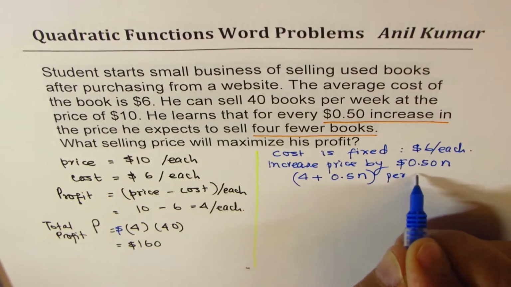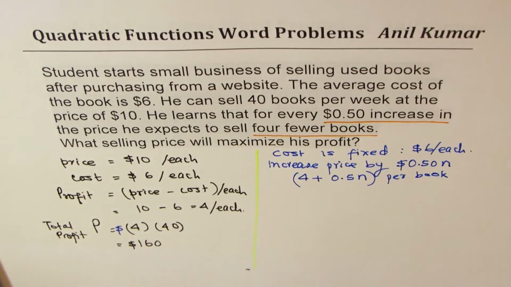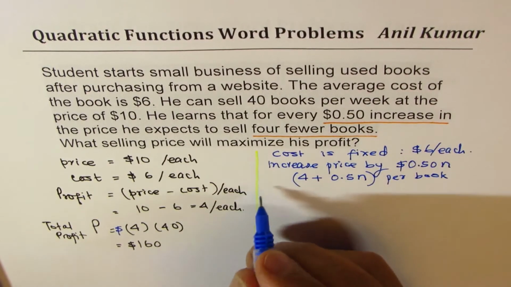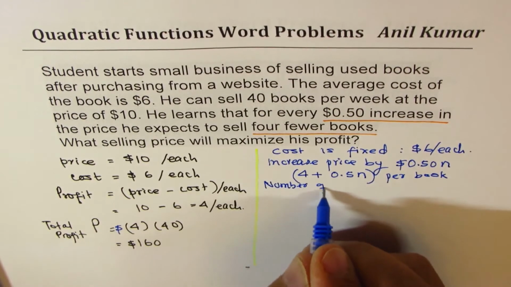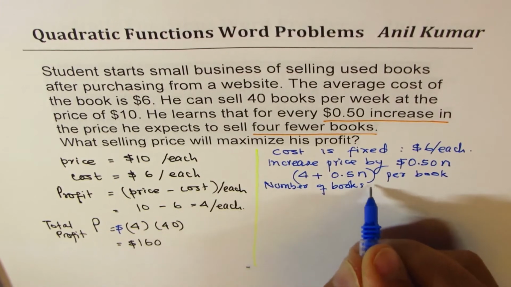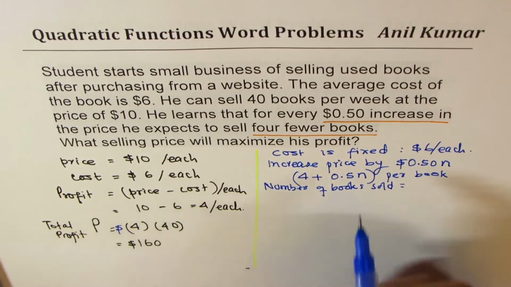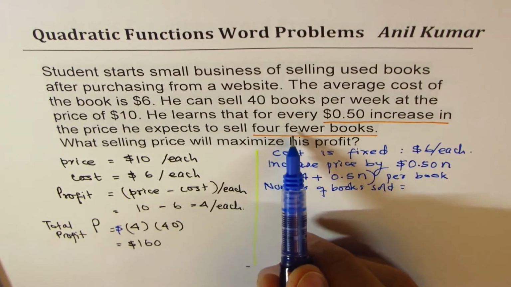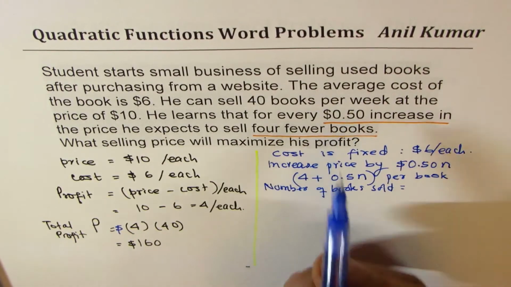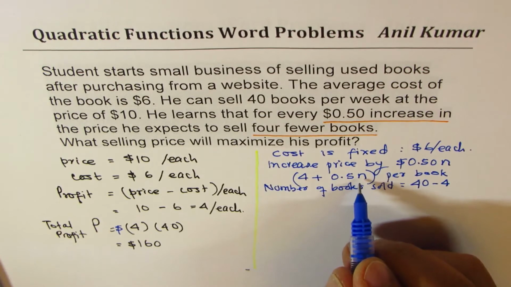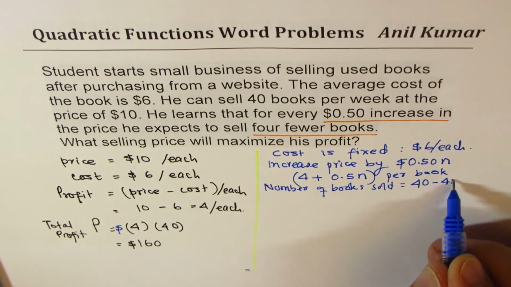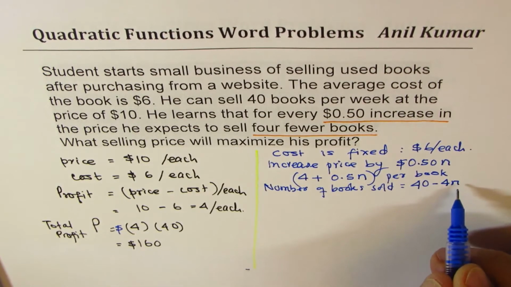Per book, correct? How many books can be sold? The number of books sold will be how many? 4 fewer books, right? For each 50 cents. So it will be 40 minus 4n, and for each 50 cents it will give me 4n. Do you see? 4, 8, 12, and so on.